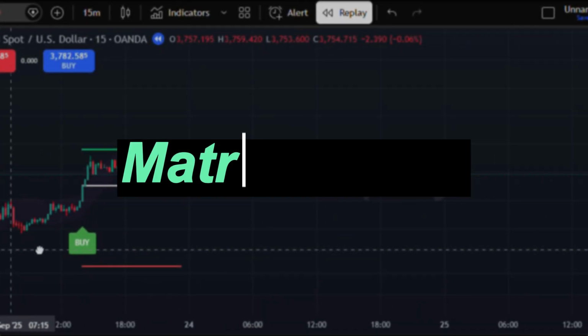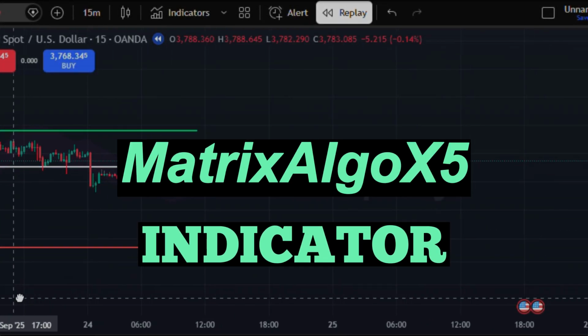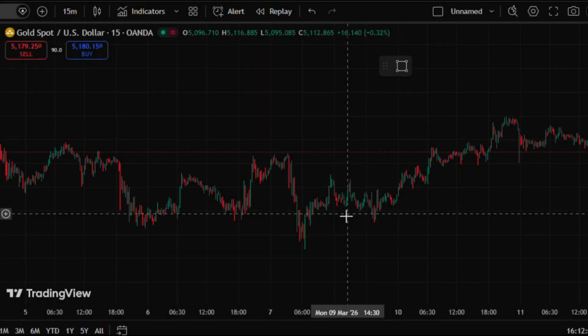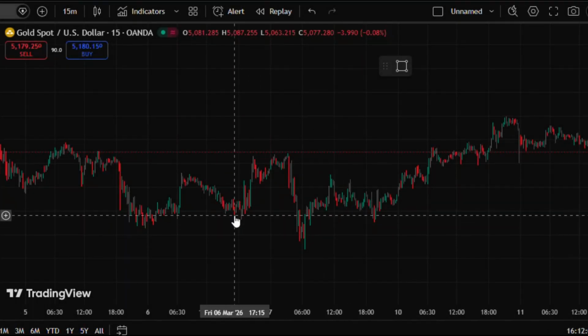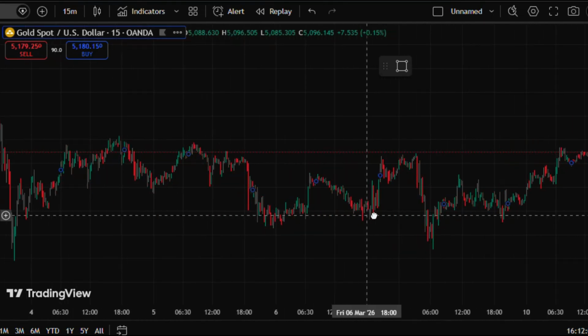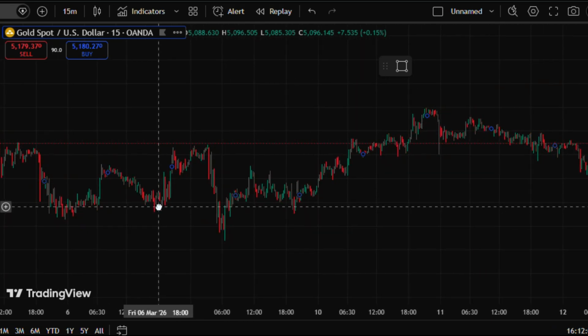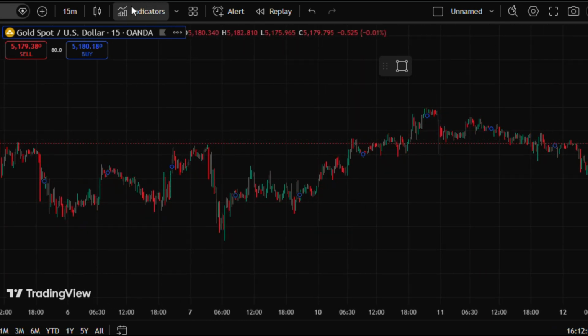Let's take a look at how the MatrixAlgo X5 indicator works in a live market and how to properly configure its settings. First, open the XAUUSD gold chart. Then switch the time frame to 15 minutes, as this indicator performs optimally on the 15 minutes time frame.